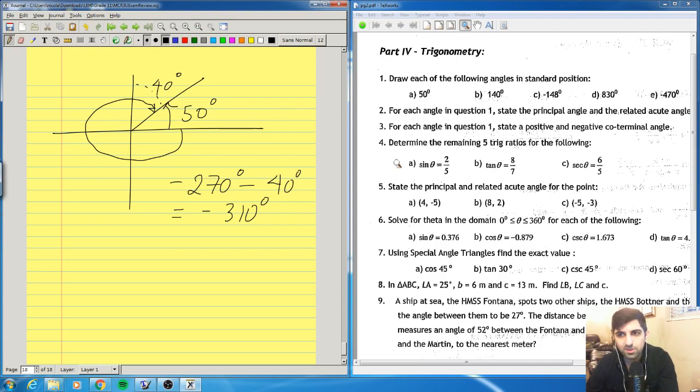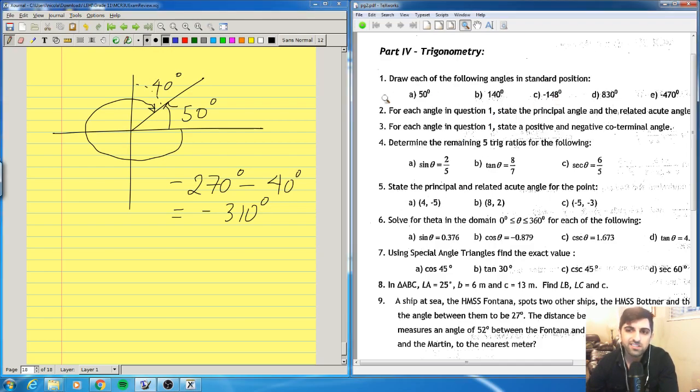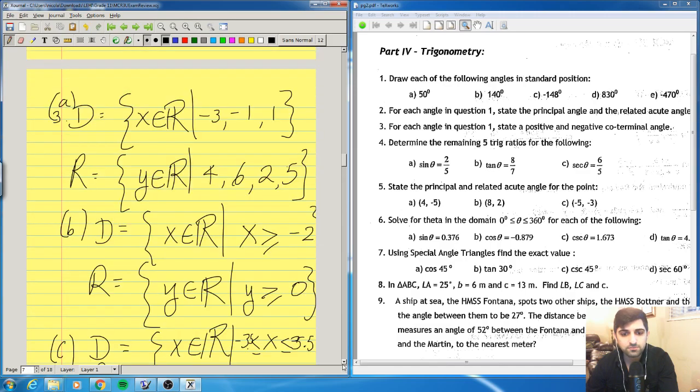So that's number 3 in gist. If you start out at a negative, what is the positive angle that you would go to get the same arm? Okay, so that's that.